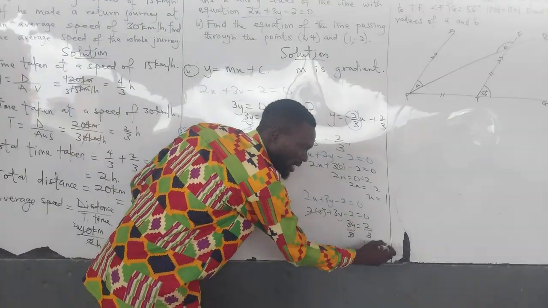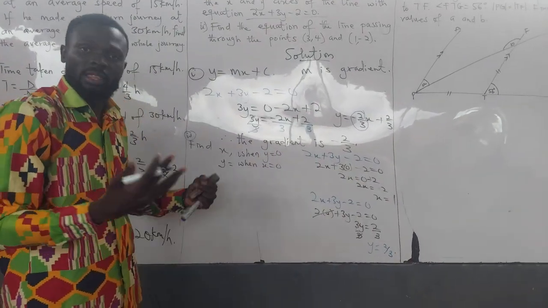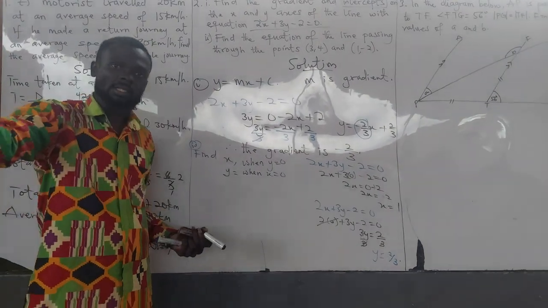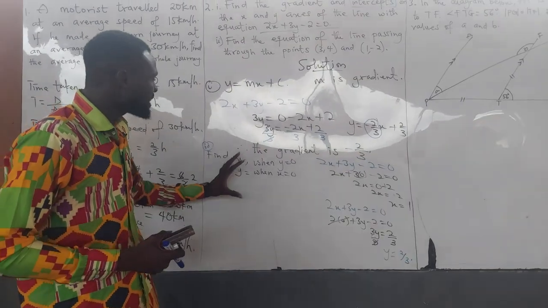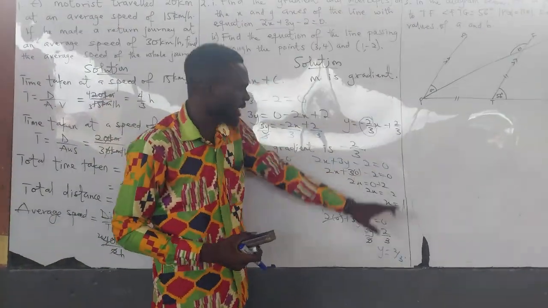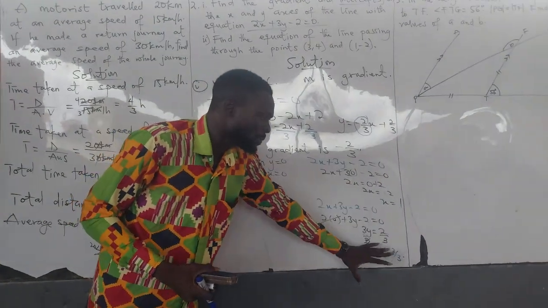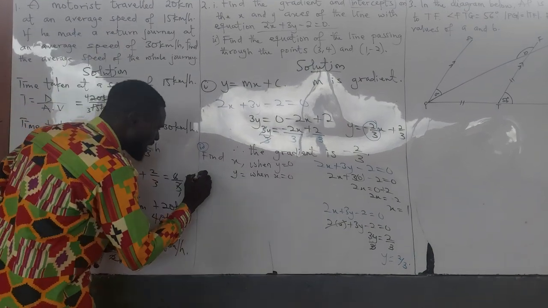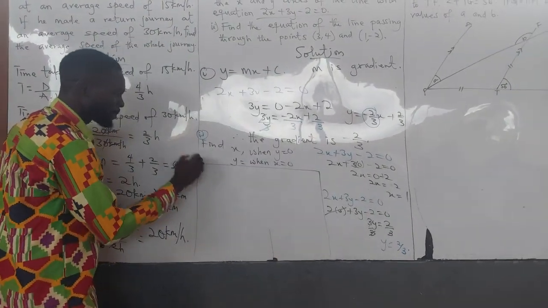2 over what? 3, sorry. And you can choose to change it to a decimal fraction, which will give you 0.6 something something. Good. So that is the meaning of the intercept that you have there. Anytime a question is given like that, that is simply how you are to solve for it. Let's manage this space and solve the B.